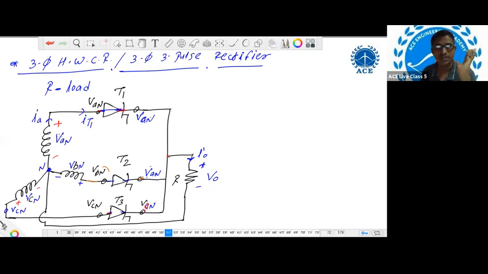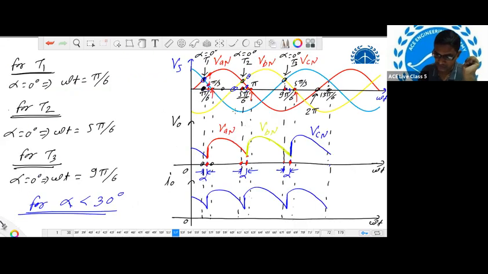V0 is equal to VAN. So you can check here. Yes, V0 is suddenly at the instant of, means as soon as your thyristor T1 turns on, thyristor T1 acts as a short circuit, your output voltage will suddenly jump from VCN to the VAN value.